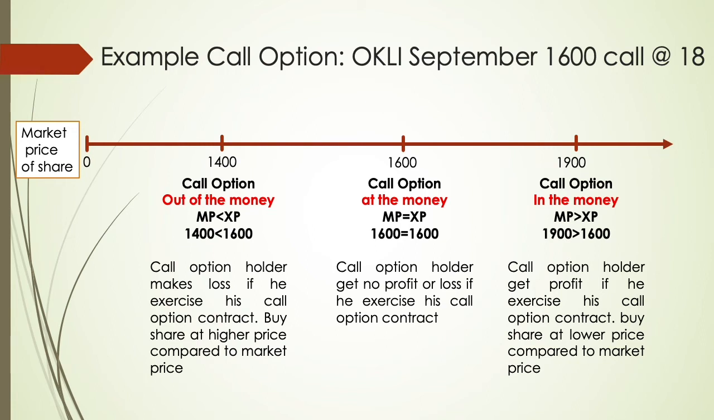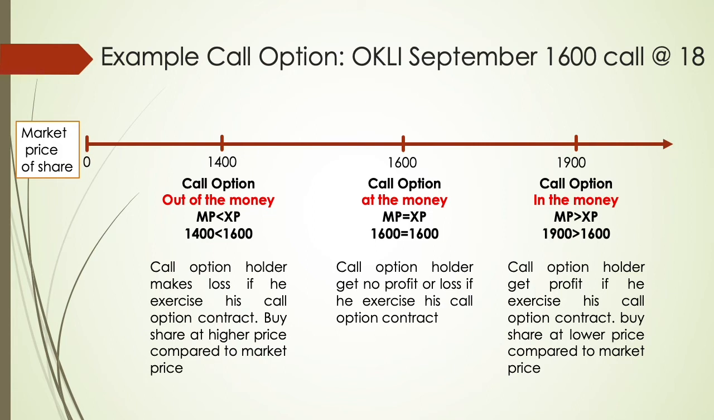If you look at this call option, now the investor or call option holder has 2 alternatives. He can buy the share at the market price, where he just needs to pay 1,400, or he can buy the share by using his call option, where he needs to pay 1,600. That's why this call option is considered out of the money, because if the call option holder exercises the contract, he makes a loss in the market because he needs to buy at a higher price.